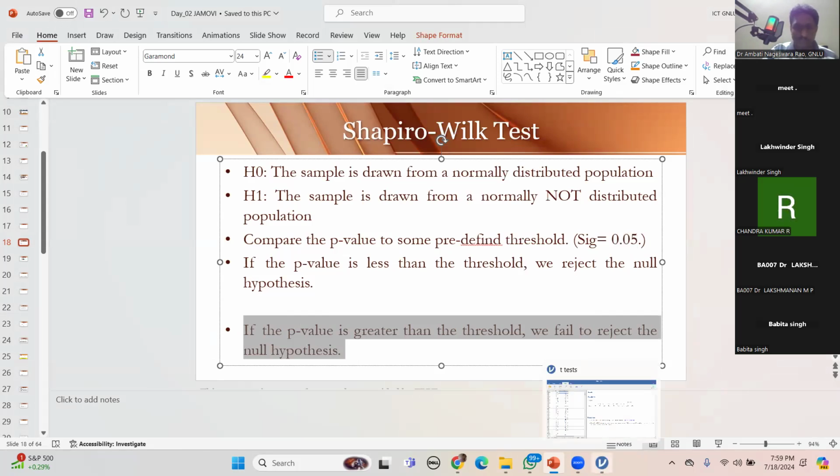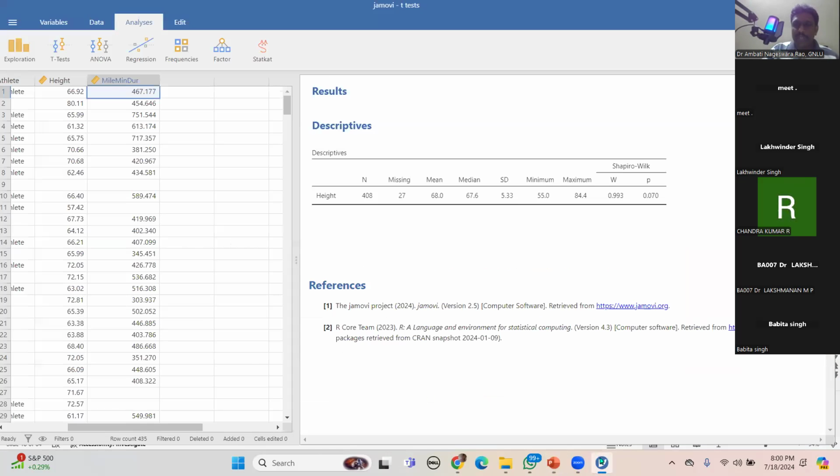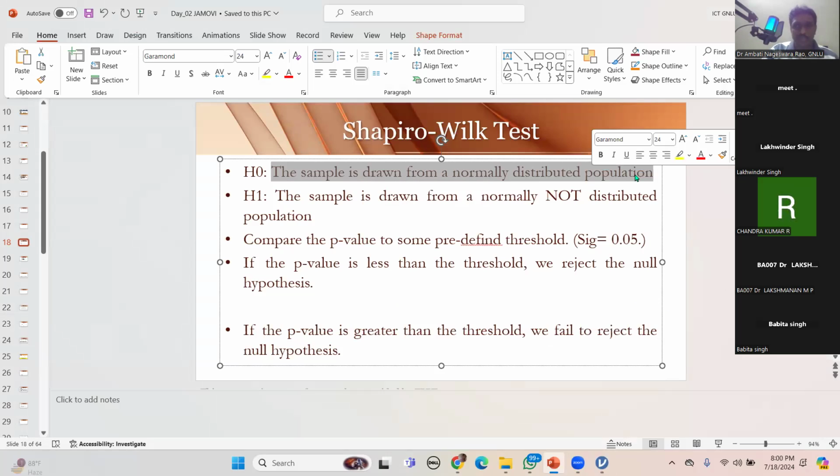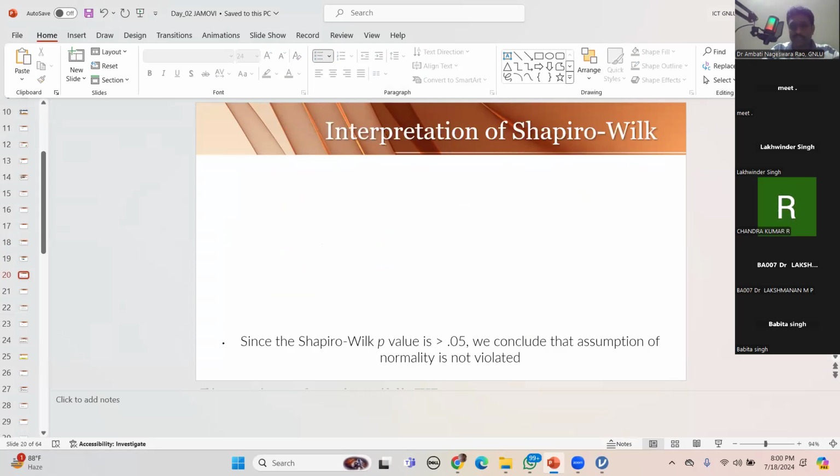Data is not normal, sir. Is the data normal or not? It is not normal because it is greater than 0.05. Oh, okay, it is not significant. Oh, sir, it shows the normal data. Okay. We fail to reject the null hypothesis. It means that the sample is drawn from data that is normally distributed. So we are going to conclude like this.